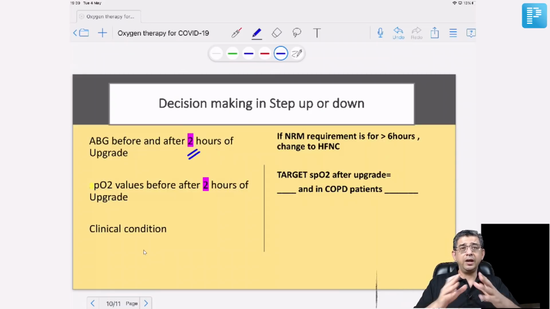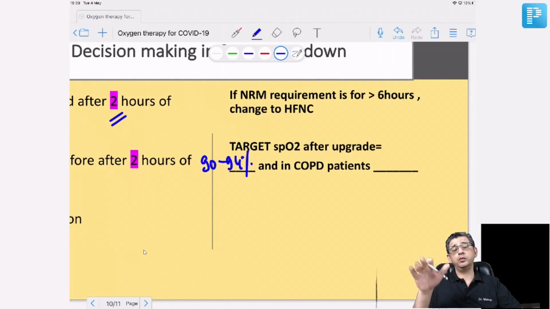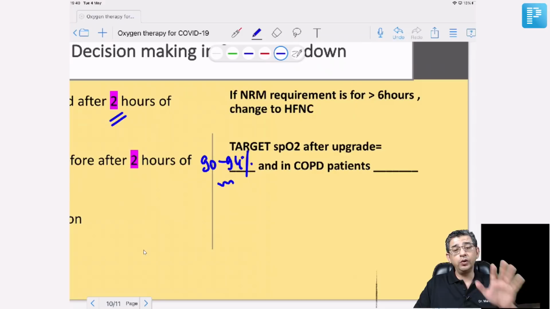And what would be the target SpO2 that you need to obtain? There are different values given, like somebody is saying that in the ward this much is to be obtained, in ICU this much is to be obtained. The target SpO2 of yours should be at least in the range of 90 to 94%. In COPD patients you will be relatively lower, that is at 88 to 92.